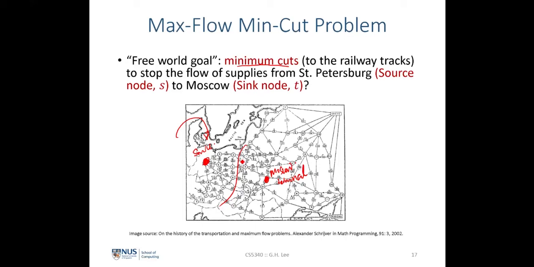This means that I want to cut off, or destroy, the road network with the minimal effort needed to stop the flow of supplies from St. Petersburg all the way to Moscow. And we'll see that finding this minimum cut is also equivalent to finding the maximum flow from the source towards the terminal node in the particular graph over here.